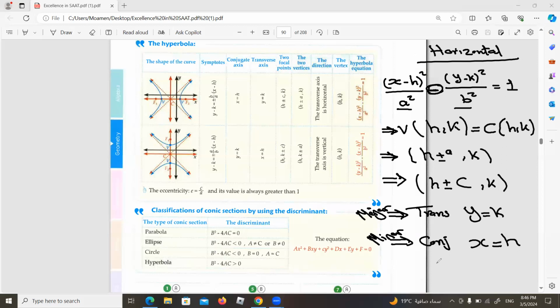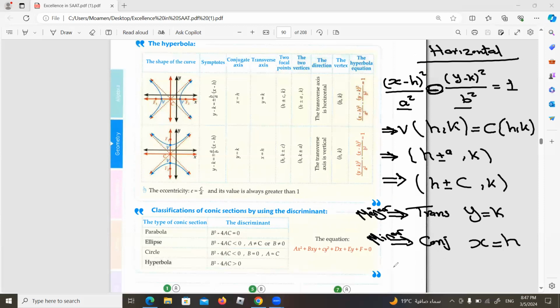But in the ellipse, we talk about co-vertex. Here we don't have co-vertex because the ellipse is closed. So we have vertex, and the two vertex points will be on the major axis, and the co-vertex on the minor axis. But here we don't have a closed shape. As we said, it's a curve and its reflection. So we don't have a co-vertex here.